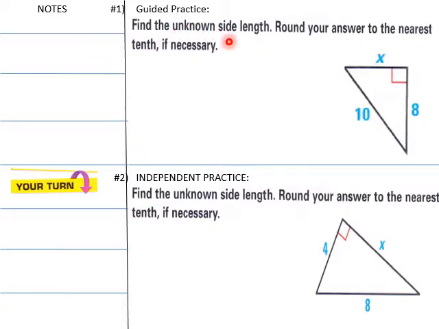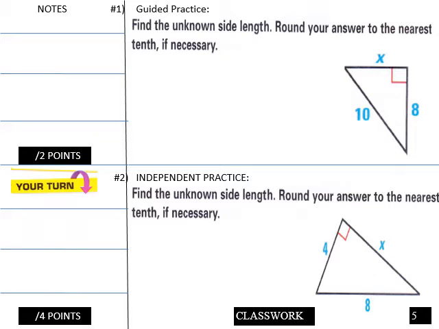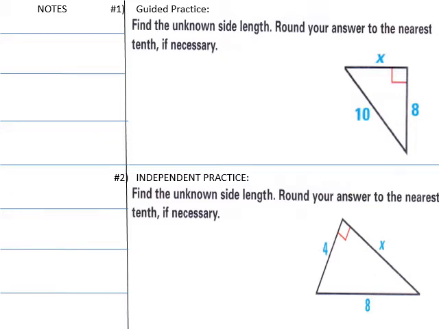Okay, our first guided practice, find the unknown side length. We have a hypotenuse and we have a leg here. Students, this is yours. You start work on that now. Teachers, let the students work on it now. Wait a little bit here, and then let's go into our solution of this.